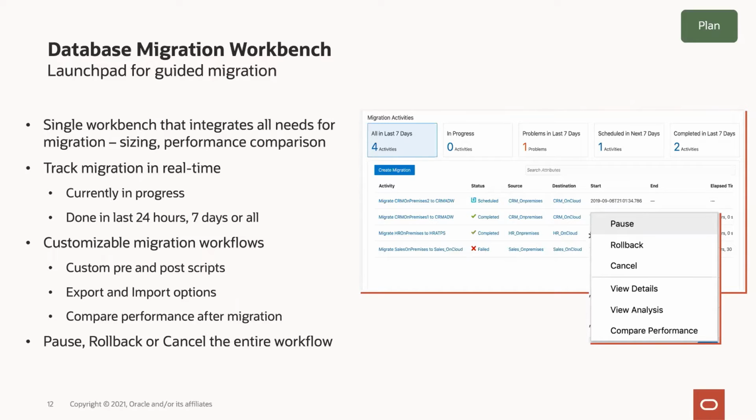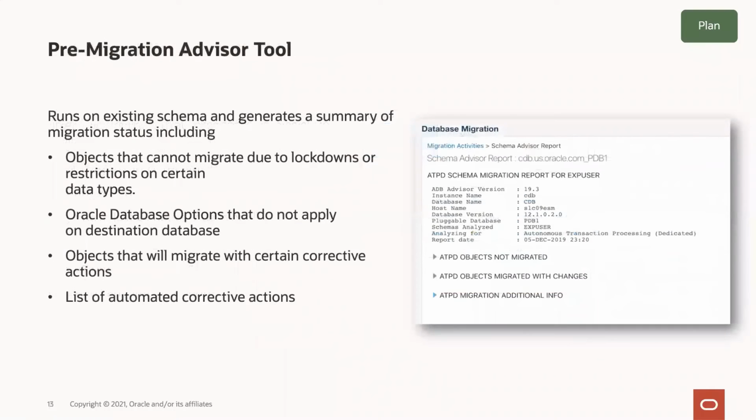Continuing, as part of the plan, it runs an inbuilt schema advisor that gives you a summary status that includes objects that cannot be migrated due to certain restrictions or lockdowns. Some database options in the source database may not be applicable to the destination database. You will get insight into that. The summary also calls out objects that will migrate with certain corrective actions. In addition, it will also list out automated corrective actions for you to act on.